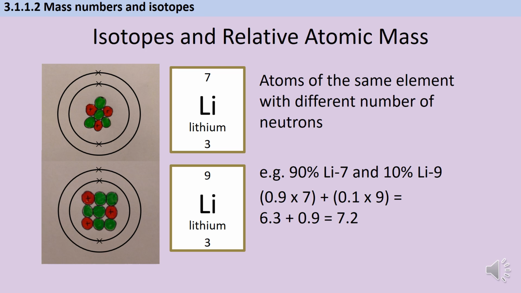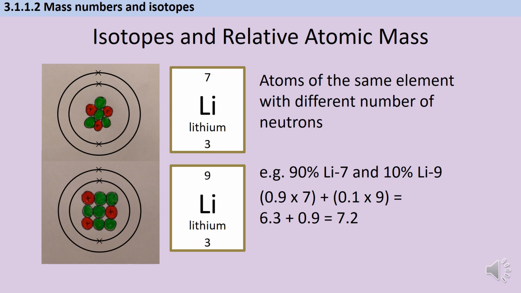Now, it's really up to you how you do this. You could multiply by the abundance and then divide by 100. You could use the percentage button on your calculator. Personally, I'm a fan of decimals. So I've done 0.9 to represent that 90%, multiplied by 7, and then 0.1 to represent the 10%, multiplied by 9. And I get the answers 6.3 and 0.9, and I add them up and I get 7.2.